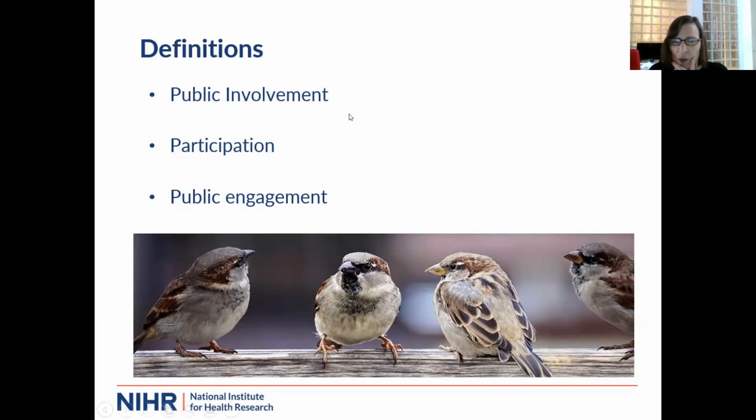So first of all, can I ask, would anybody like to have a stab at how they define patient and public involvement? Does anyone have any thoughts on that? Don't be shy. Just put anything into the chat, or even, I don't mind if you take yourself off mute and have a go.